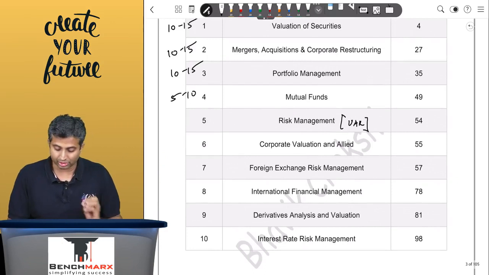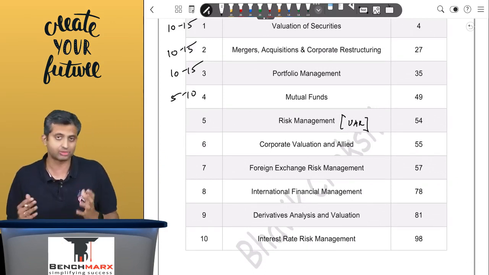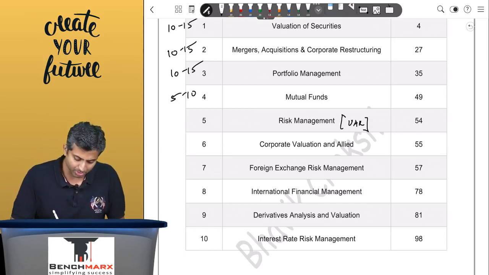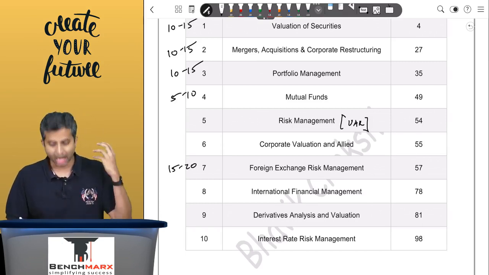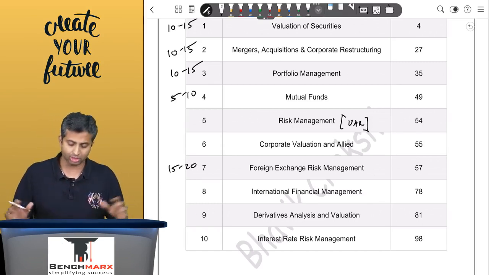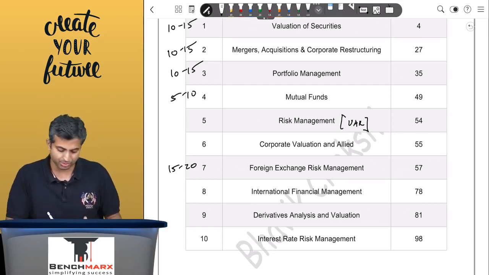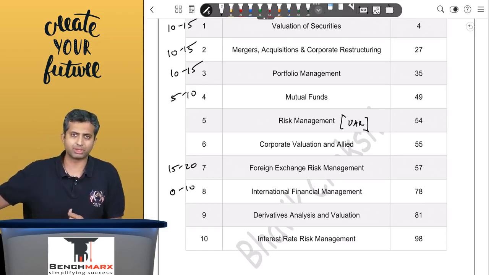Foreign exchange and international financial management: foreign exchange is extremely important. You might also get a question on international financial management. For foreign exchange, I would put 15 to 20 marks on an average, and hence I would rate it the most important topic in your entire syllabus. International financial management depends; sometimes it comes, so it may come for 0 to 10 marks. International financial management is very similar to international capital budgeting.